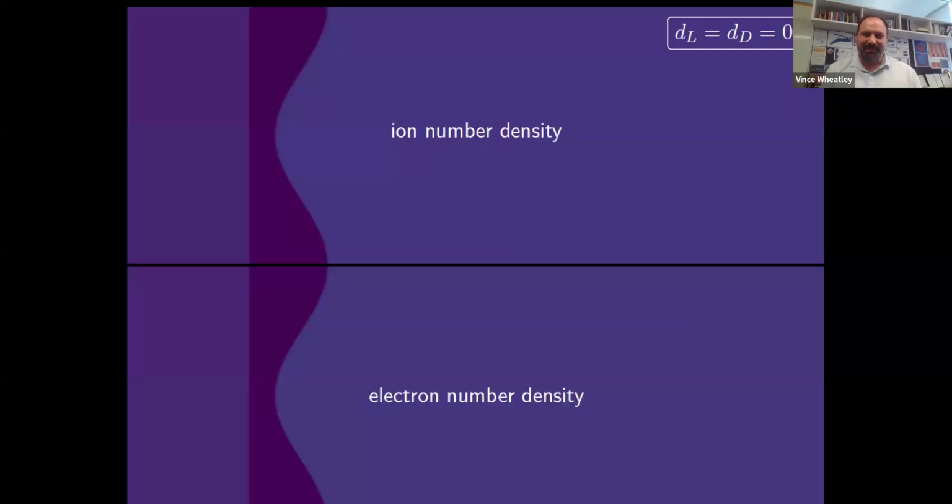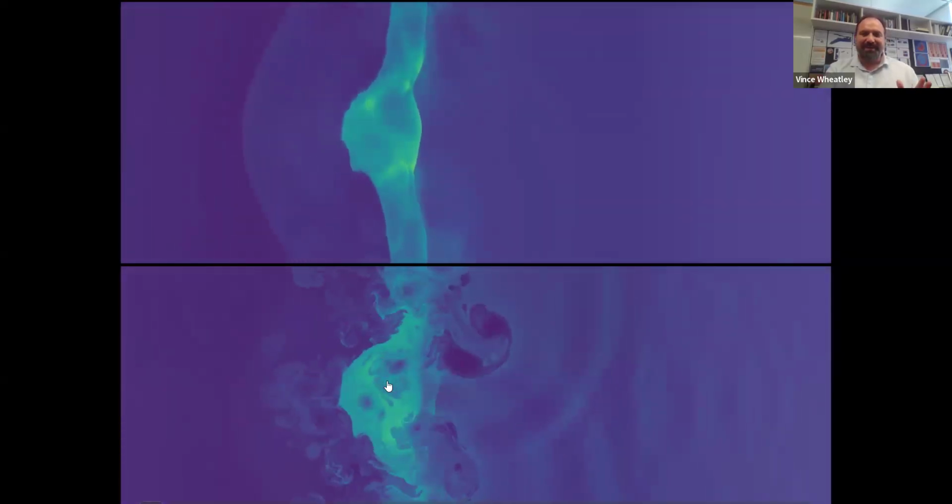So let's now move to the multidimensional results for this very weakly coupled case where the Debye length is 10% of the perturbation wavelength. We're going to look at the evolution of the ion number density on the top and the electron number density on the bottom. So we first focus on the electrons. We see that violent oscillation of the interface at early times.